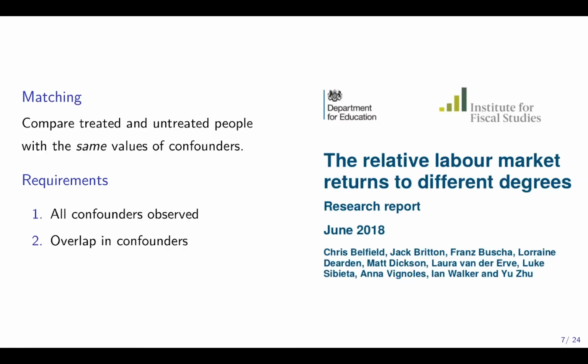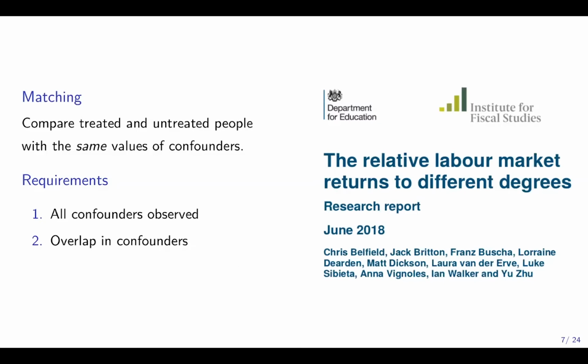The second requirement that we need is called overlap. What this means is that for any value of the confounders, we need to have some people who are treated and some people who are not. So earlier I suggested that UCAS tariff points are an important confounder when you're trying to learn the causal effect of attending Oxford.